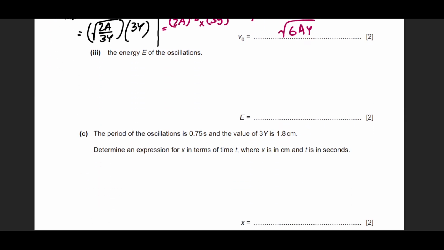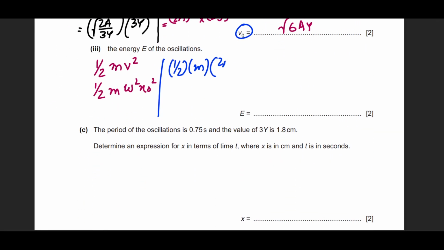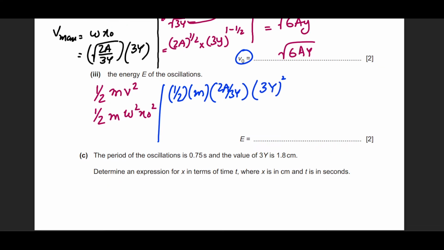Okay. Question number 3. So the energy E of the oscillation. The formula is half m v square, and we understand that the velocity is the maximum velocity. Half m, then we have omega square, and then we have the x naught square. Now, since it's the energy of the oscillation, we will be finding the maximum energy or the total energy of the oscillation. That's why we will be taking the maximum velocity component, right? So let's replace the values. Half into m into, if you take the square of this, the under root goes away. So that will be 2a divided by 3y into, again, x naught square. If you take the square of the amplitude, this becomes 3y whole square, right?